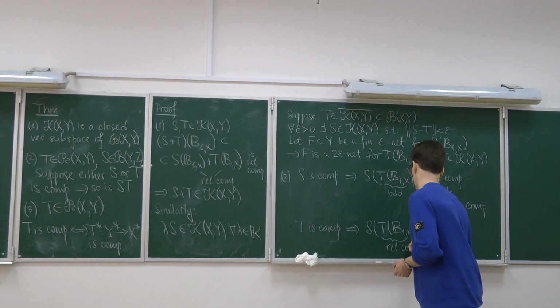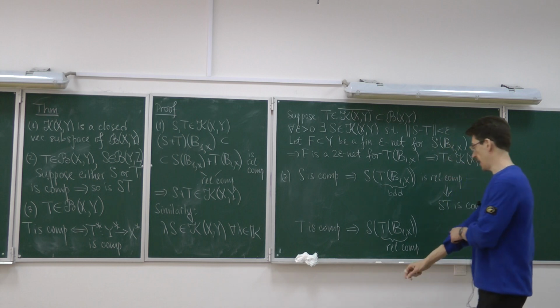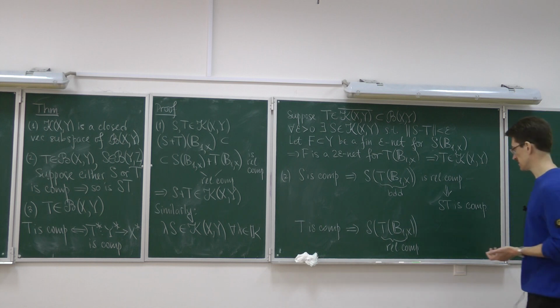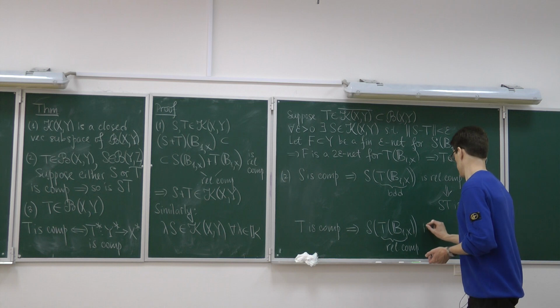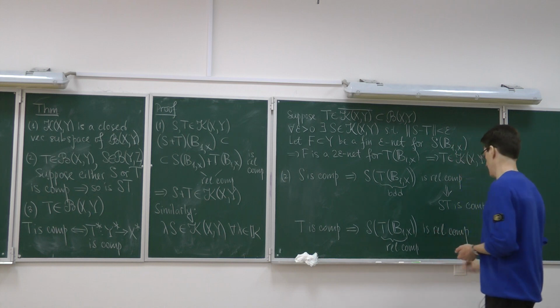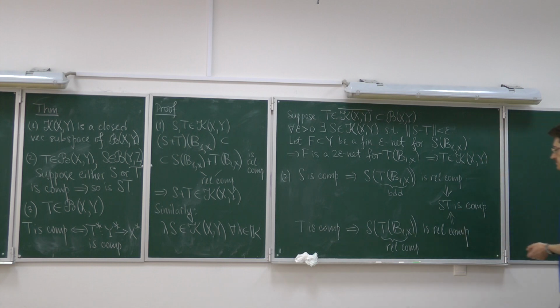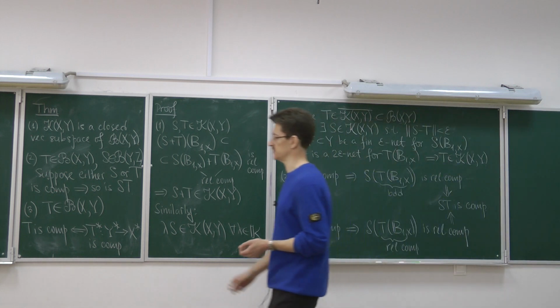Relatively compact. And S is bounded, or equivalently continuous. And a continuous map takes a relatively compact set to a relatively compact set. And again, this means precisely that ST is compact. And this completes the proof of the second part.